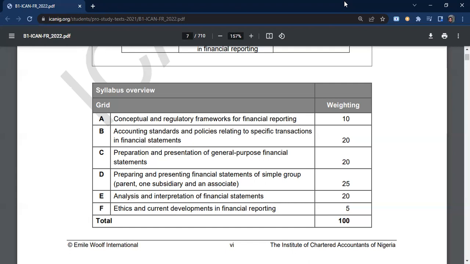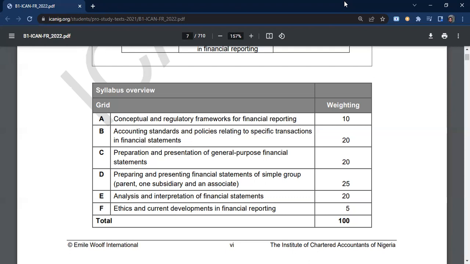So looking at it now, the first one is the conceptual and regulatory framework of financial reporting. Like I mentioned earlier, some of us are aware of some of the things we are going to be talking about here, such as the elements of financial statements. Some of us know that already before you get to this level. What are the elements of financial statements? We have the asset, the liability, the equity, the income, and the expenses.